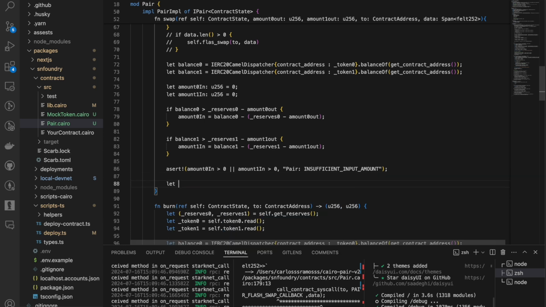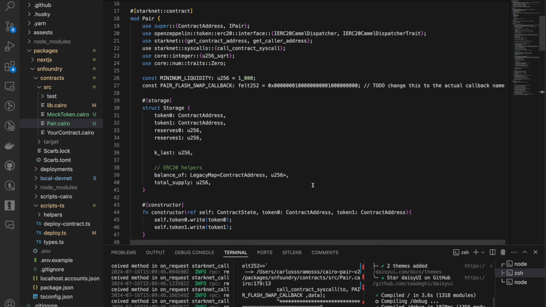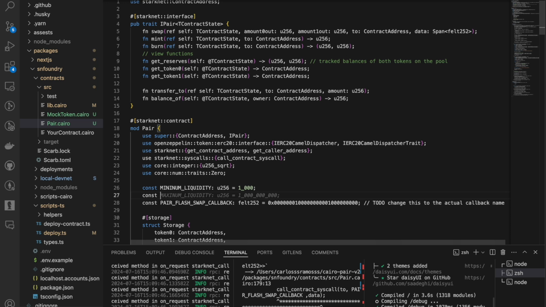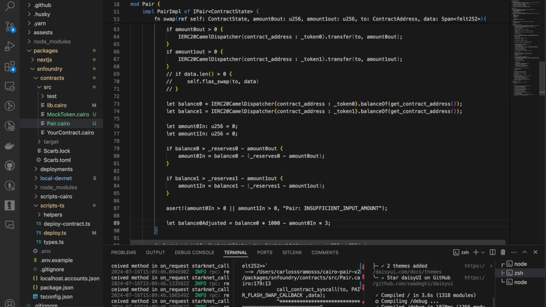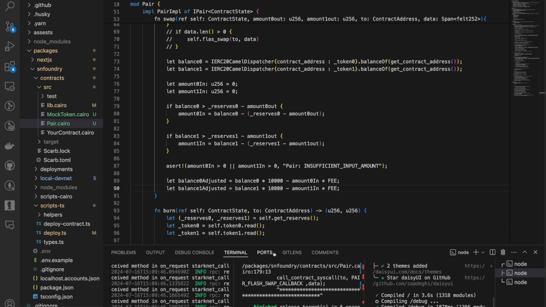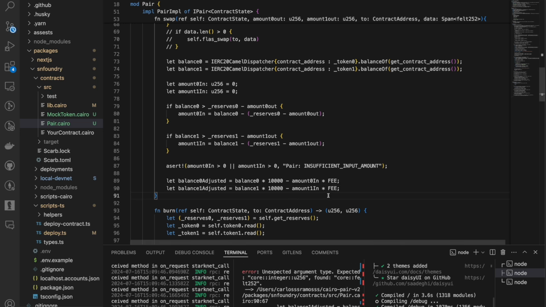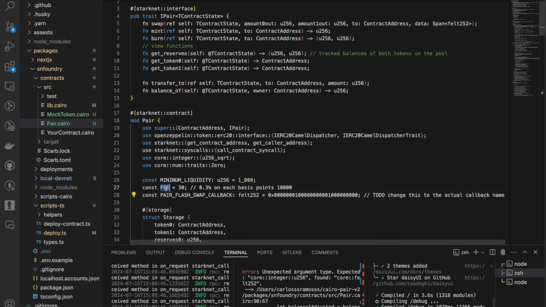The next thing, I'm going to calculate the balance 0 adjusted, which is going to represent the fee. I'm going to declare this fee here, basis points. So fee basis. Fee, I'm going to do this as 30, going to represent 30 of 10,000 basis points. And then I'll do this 10,000 here and fee. Do the same for the second one, and I'll try to compile to see that everything's going well. Constant fee.